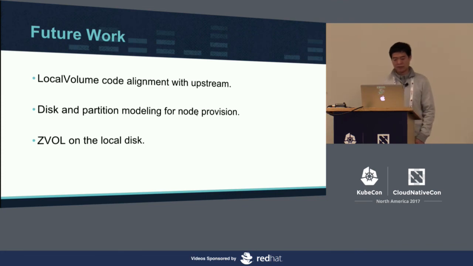The second part is that we need to do some disk and partition modeling during our node provisioning, so that we can support multiple hardware SKUs in our production. During provisioning, we can use this module to specify which disk or partition can be used in the local volume. It will be a more generic solution.